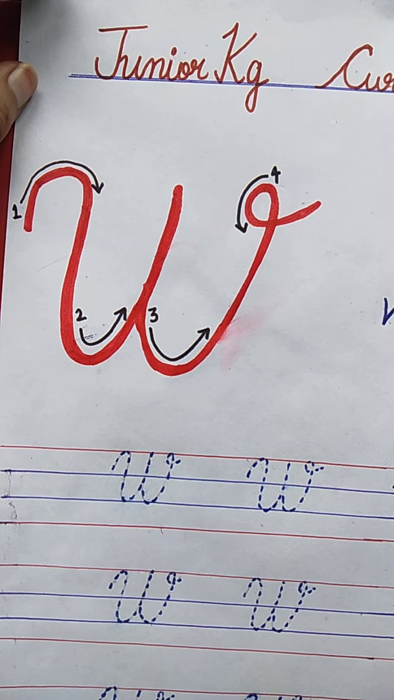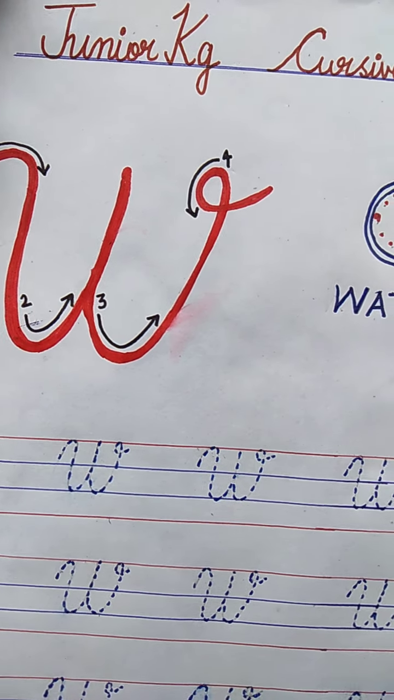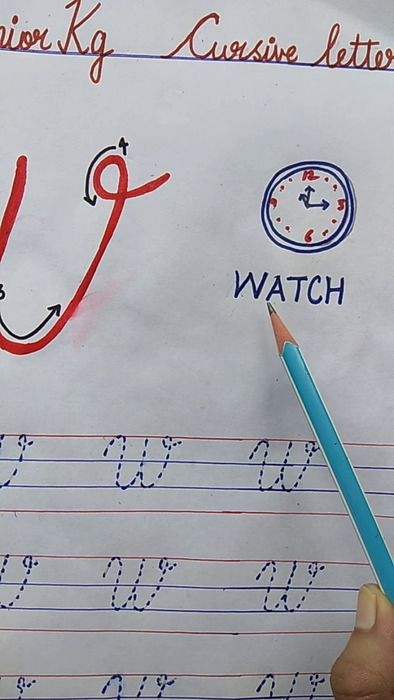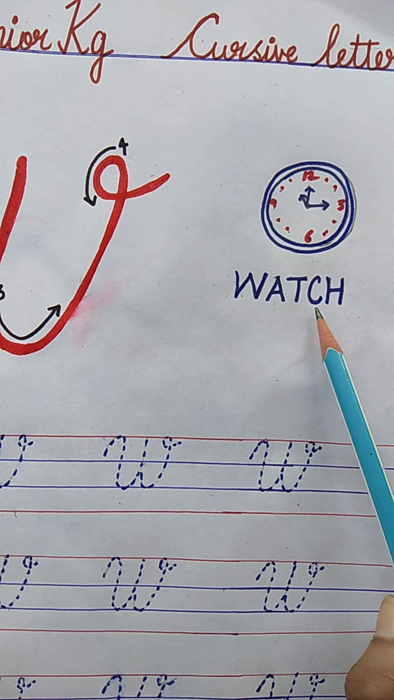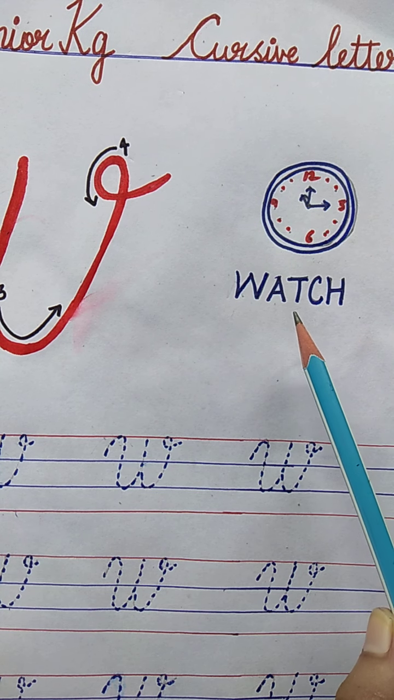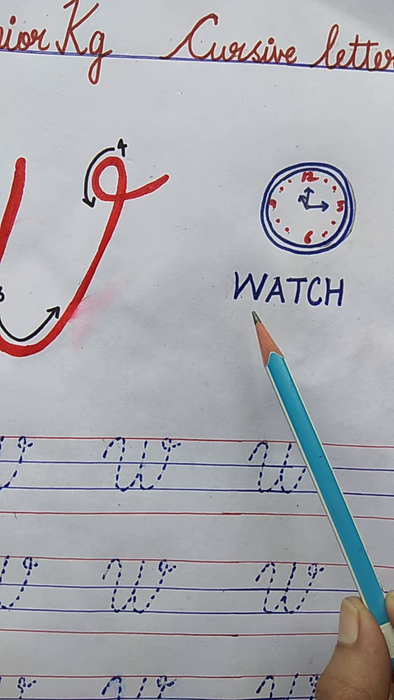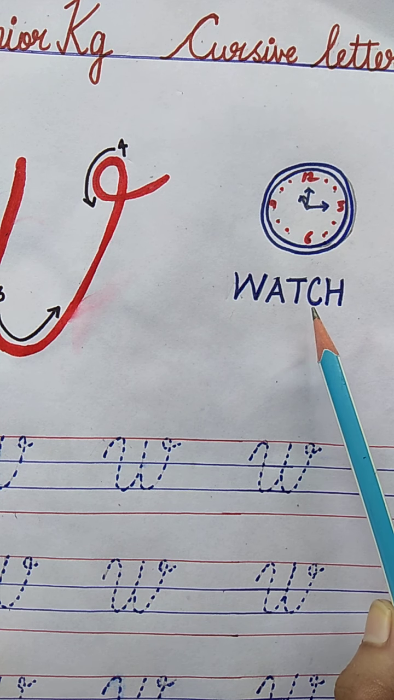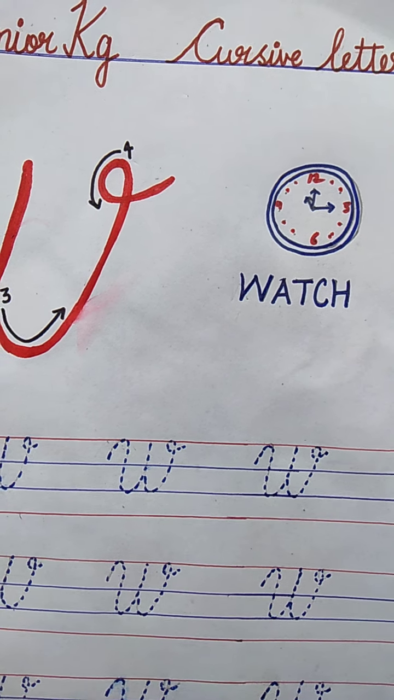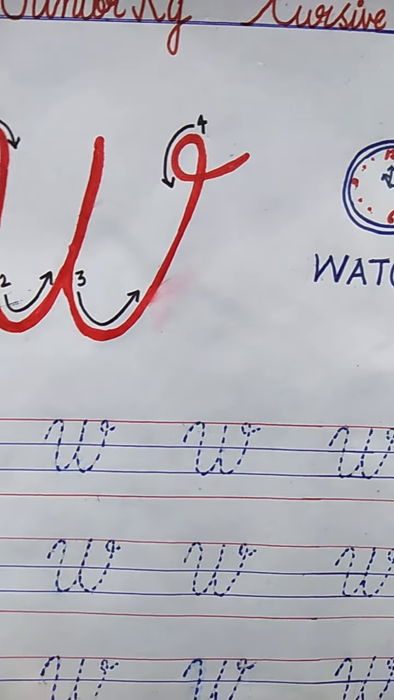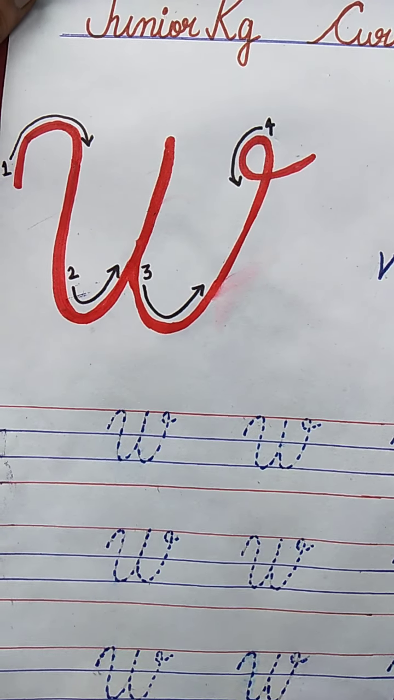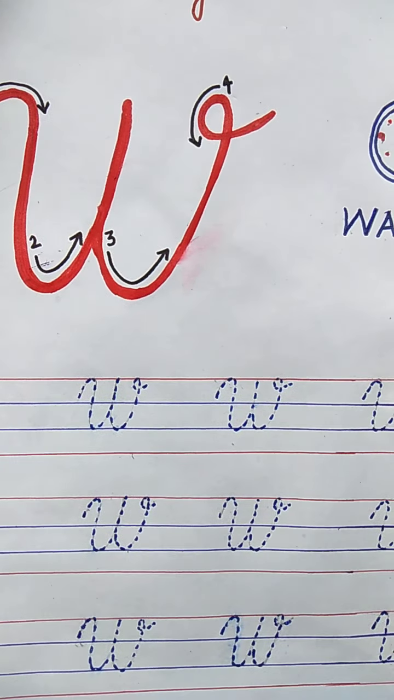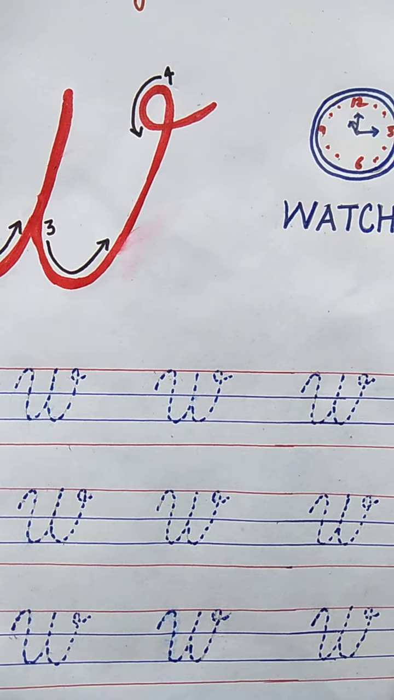W for watch. Speak with me. W for watch. Now the spelling of watch. W A T C H. Again speak with me. The spelling of watch. W A T C H. Watch. Now you have to match the dots and make the letter W. आपको dots match करके letter W बनाना है.